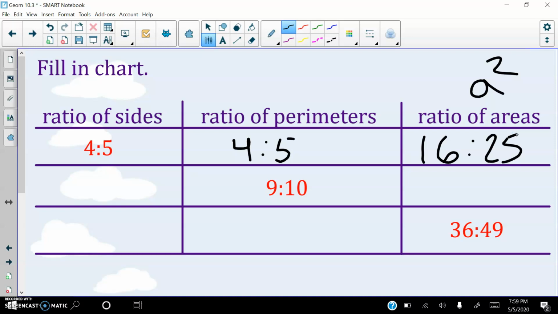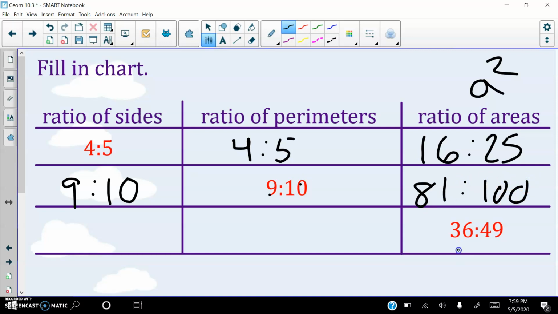If I have a ratio of perimeters of 9 to 10, the ratio of sides and ratio of perimeters are exactly the same. And then for the ratio of areas, we're going to square it. So 9 squared is 81 and 10 squared is 100.